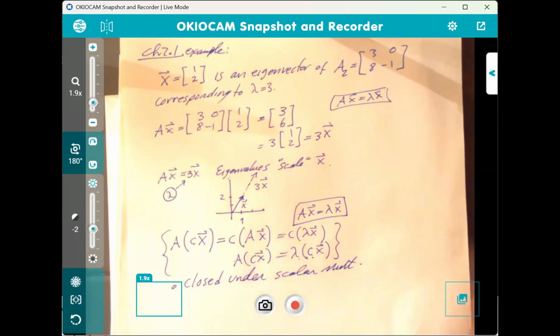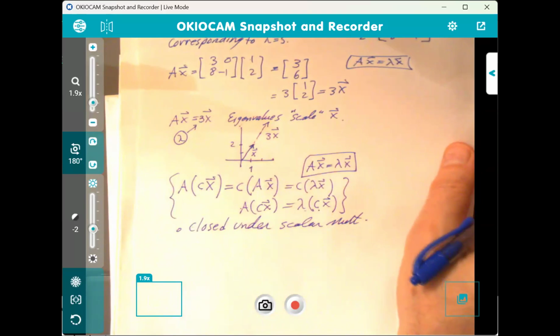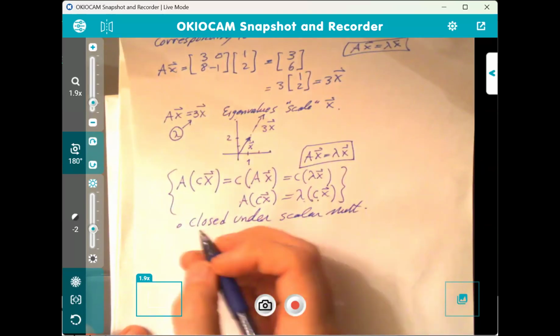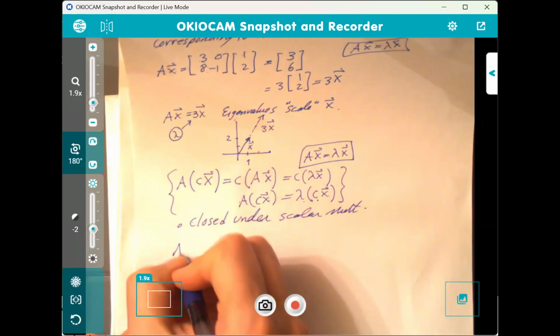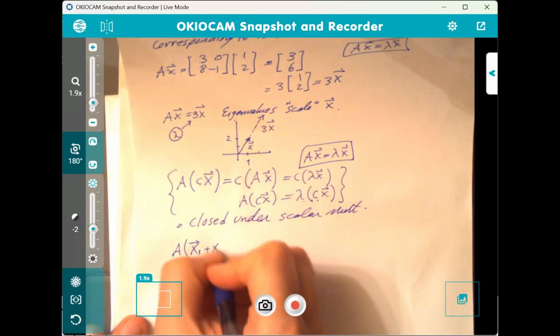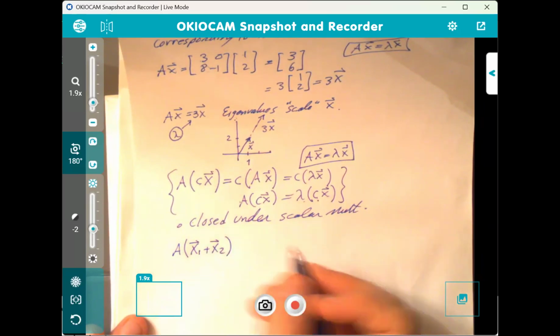True? That's what we just showed. Now, what about closure under vector addition? Well, let's take a look at that one. Suppose now I have two eigenvectors. There are infinitely many. I'm just looking at two of them.